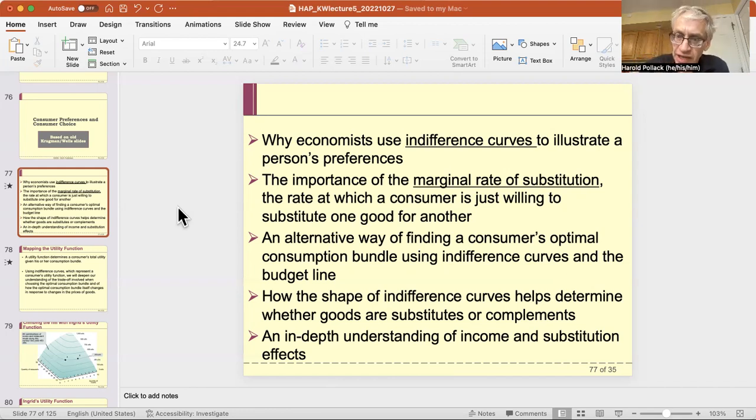And it turns out that how consumers try to reach the highest indifference curve given their budget line is the fundamental optimization problem that we humans face. And the shapes of the indifference curve have a lot to do with whether certain kinds of goods are substitutes or complements for each other. And we'll talk about income and substitution effects as well. Okay.